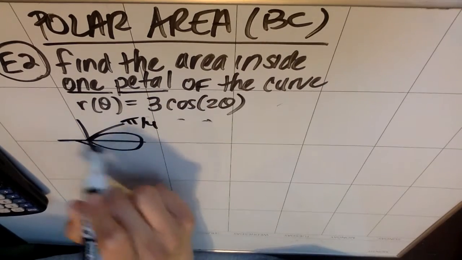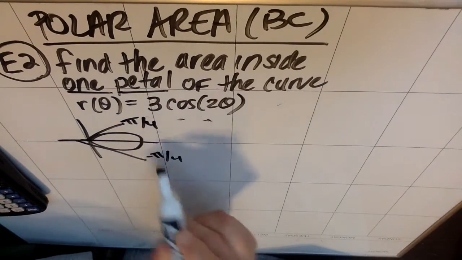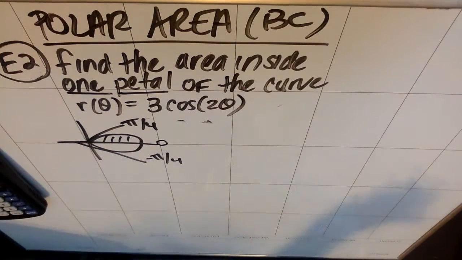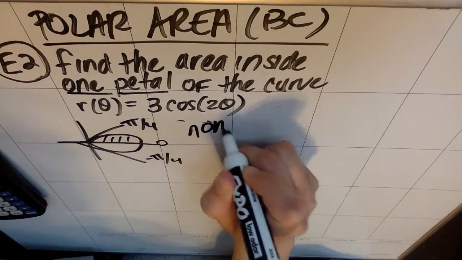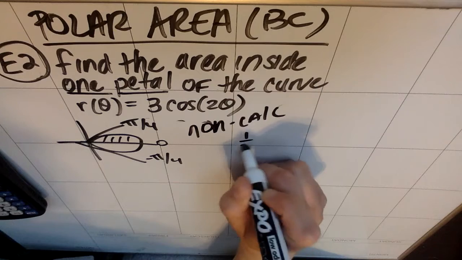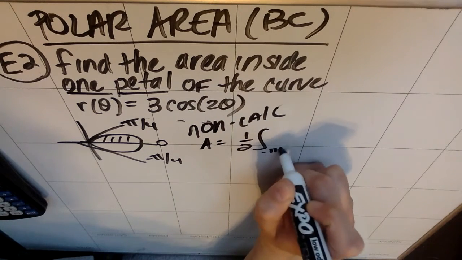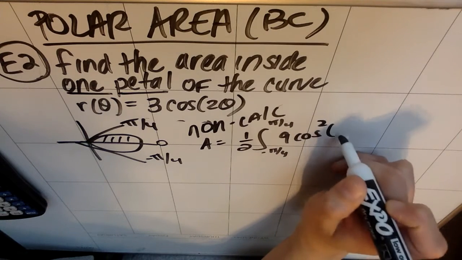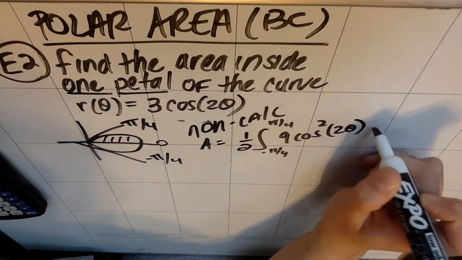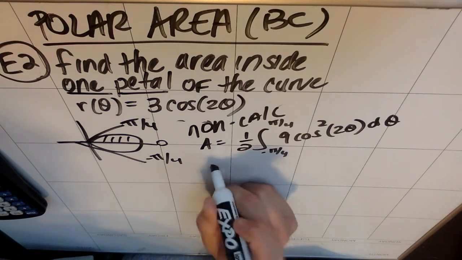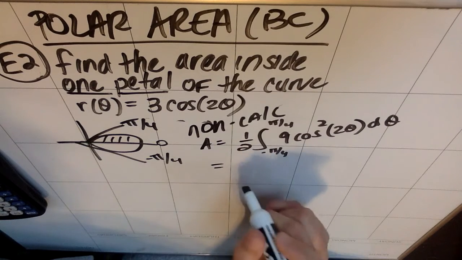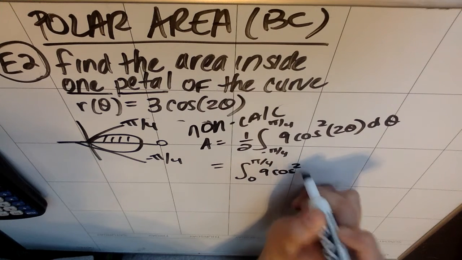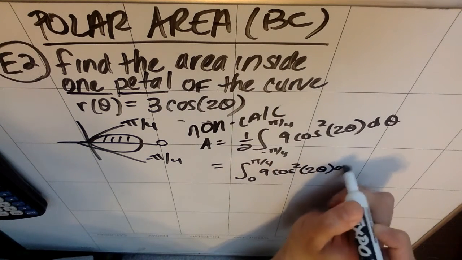The reason I would have picked these is because the other thing I want you to spot is that this petal is symmetric. So what I would have done is find the area from 0 to pi over 4 and double it. On a non-calculator test, I would have recognized that this area, 1/2 the integral from negative pi over 4 to pi over 4 of 9 cosine squared of 2 theta d theta, is the same as double the area if I go from 0 to pi over 4. So I would have just said, cool, I'm going to integrate from here to here. And you might say, but Hogan, how does that make it better? Well, it makes it better because plugging in 0 is always better than plugging in not 0.